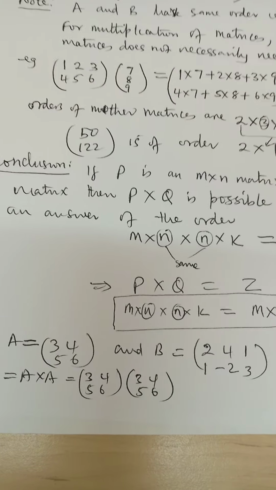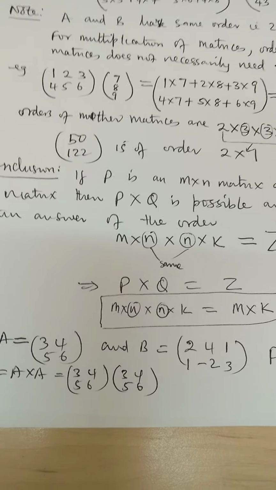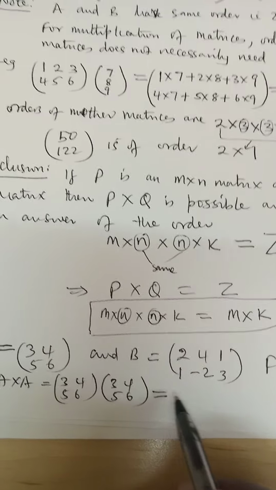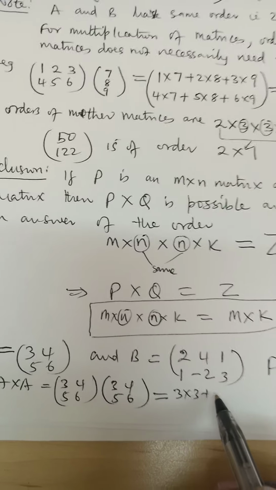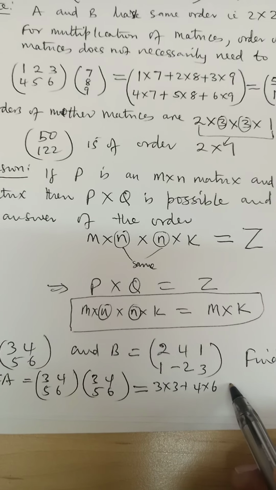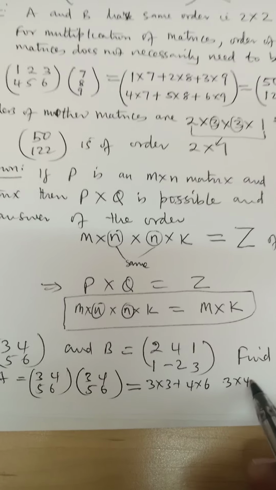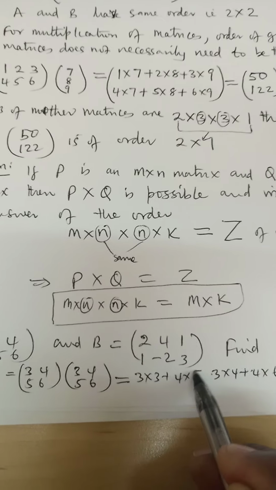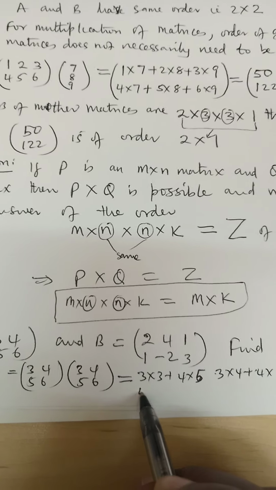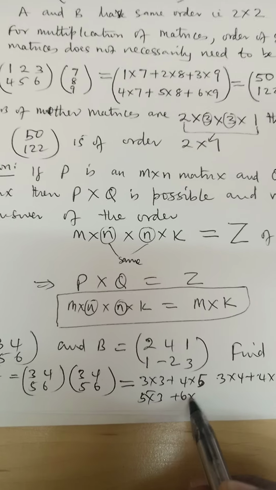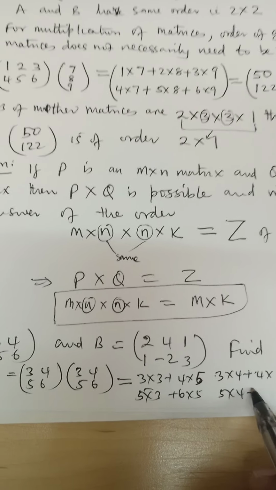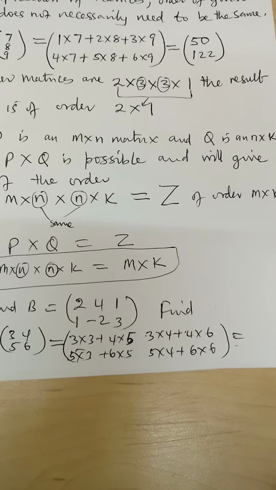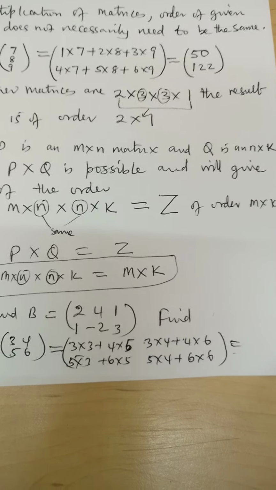And when we compute this, as we said, we shall get the first row multiplied by the first column. We shall get the first row, 3 times 3 plus 4 times 5. Then the first row multiplied by the second column, 3 times 4 plus 4 times 6. Then we shall have 5 times 3 plus 6 times 5 and 5 times 4 plus 6 times 6. When we compute this and add within, we should be able to get a final answer.